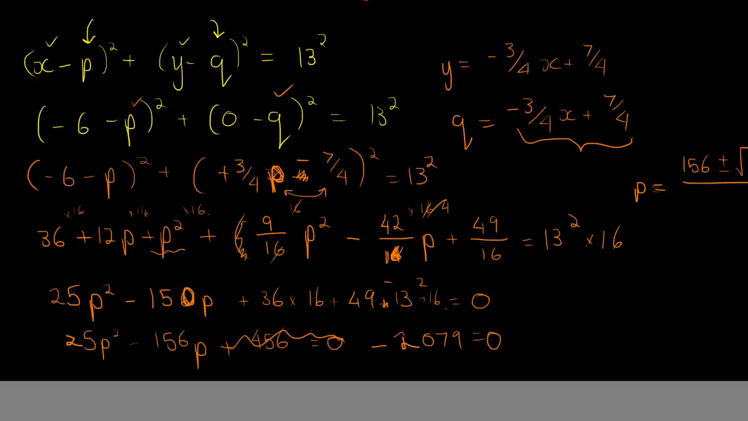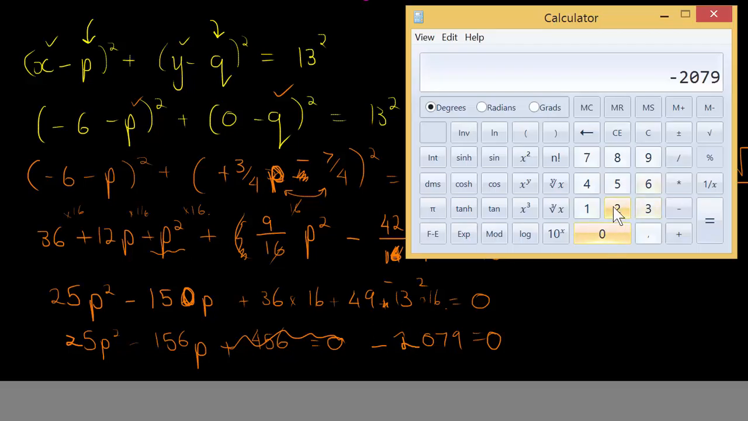Oh, it even looks uglier. Let's hope it works this time. Let's see. 156 squared, b squared. And you see, again, I ignore the negative because it's squared. Minus 4 times 25 times, and this time I multiply with 2079, but a negative. Okay.